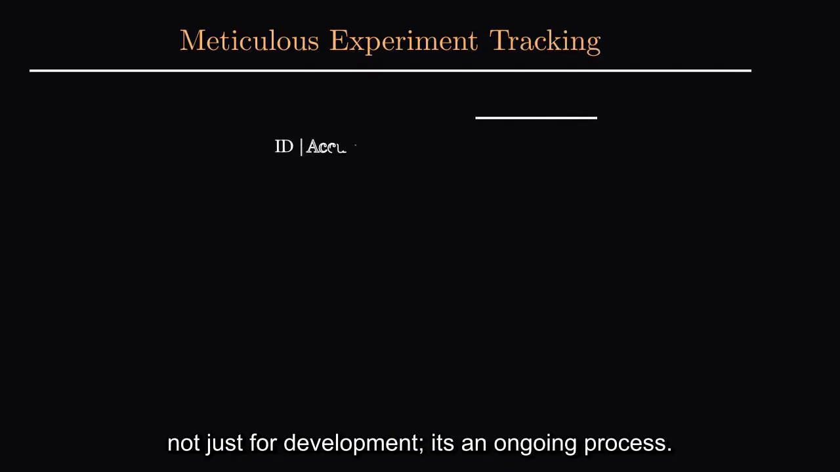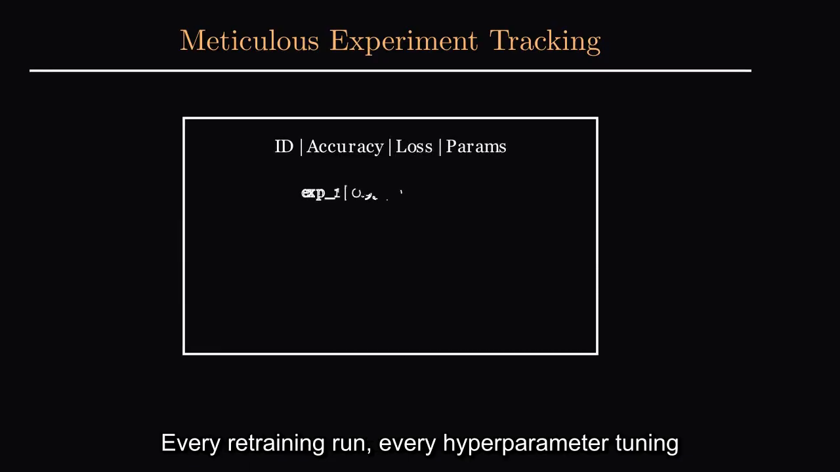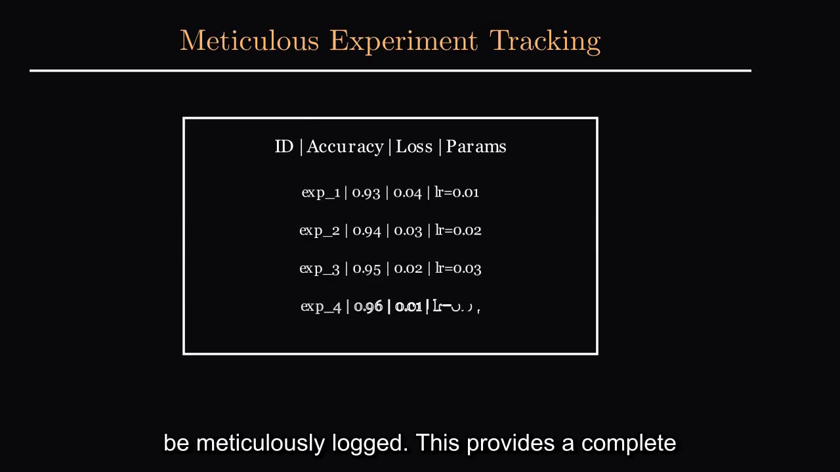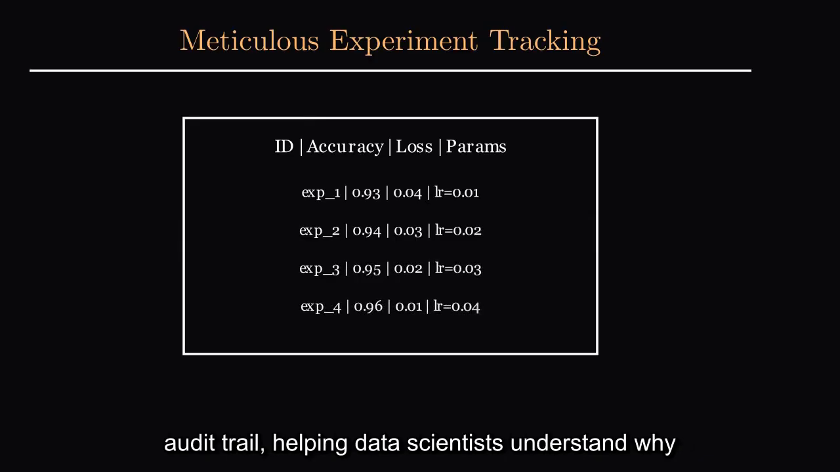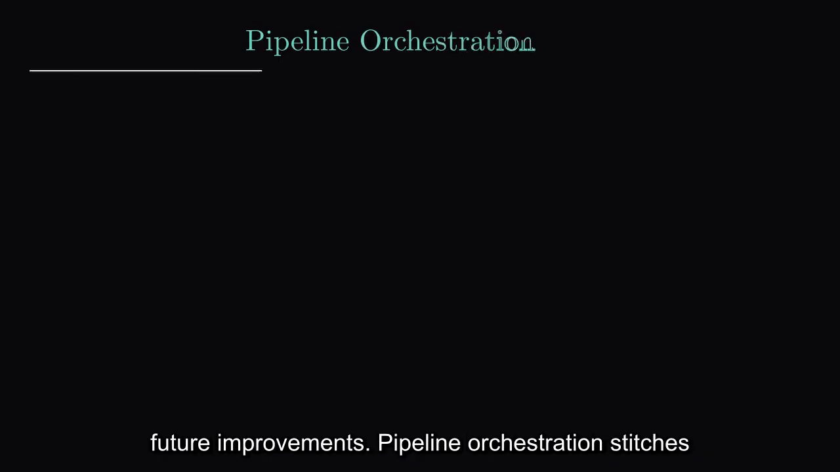Experiment tracking is not just for development, it's an ongoing process. Every retraining run, every hyperparameter tuning attempt, and every new feature integration needs to be meticulously logged. This provides a complete audit trail, helping data scientists understand why certain model versions perform better and informing future improvements.